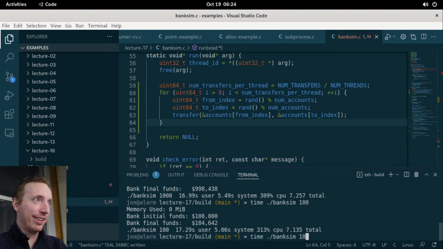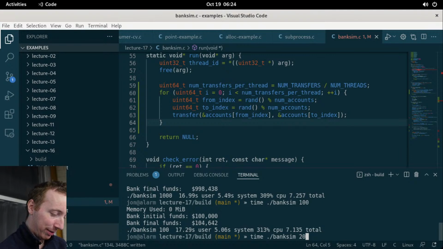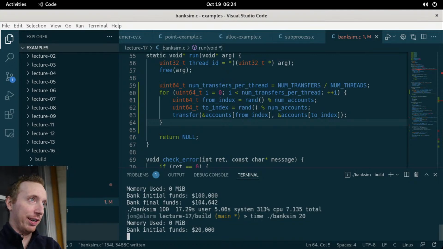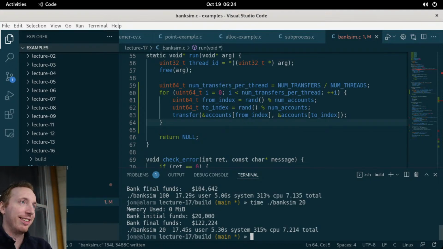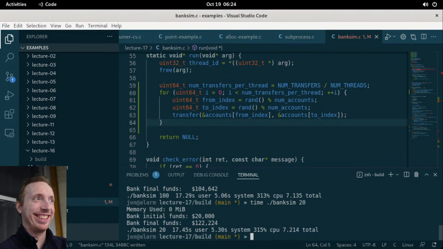Well, let's try with 20 accounts. So 20 accounts, my bank, I'm a little small bank. I have 20 grand. Infinite money glitch. Wait, why is this a problem? Why is this a problem? Because the bank would probably actually only have 20 grand in cash, and now it says it has 122,000. And if you loan that out, you don't actually have that money, and then we're like 2008 financial crisis all over again.